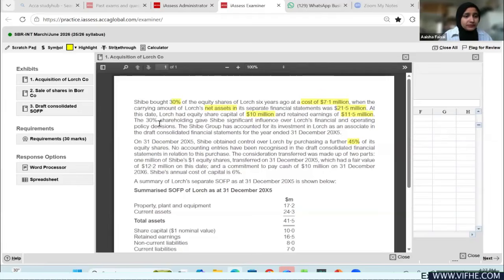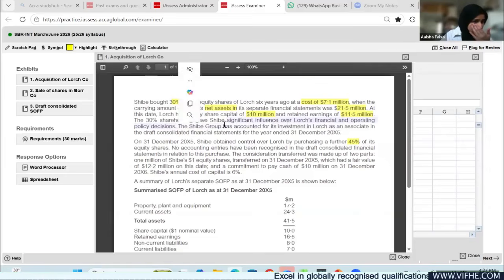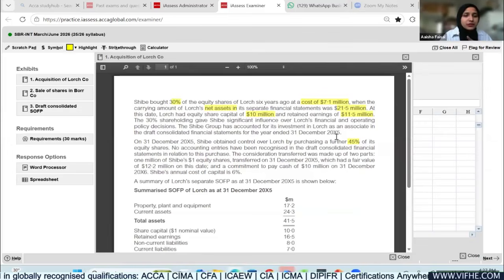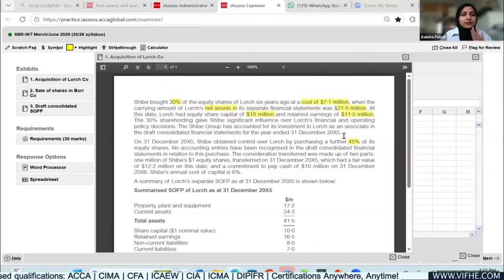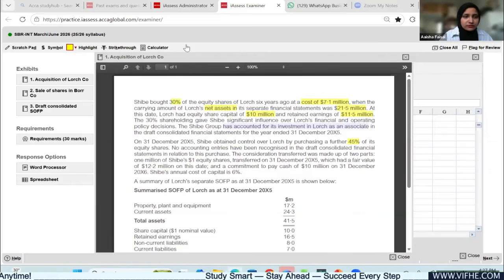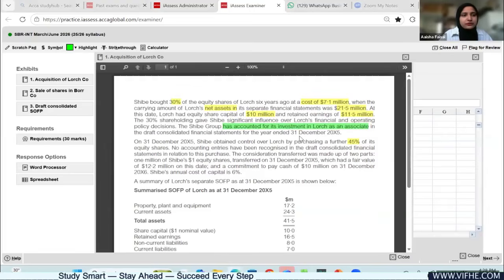Okay. Now, the 30% shareholding gave Shibe significant influence over Lodge's financial and operating policy decisions. So they do declare that significant influence was achieved, which means it was an associate. The Shibe Group has accounted for its investment in Lodge as an associate in the draft consolidated financial statements for the year ended 31st December 20x5. For them to account for that investment as an associate, is that right or wrong? If they're saying significant influence is achieved, is it right or wrong? It's right. This is not wrong. This treatment, what they've done, is right. It's not wrong for them to treat it as an associate.